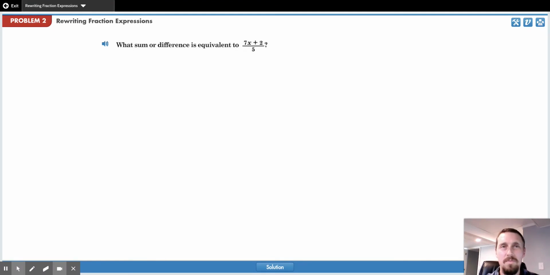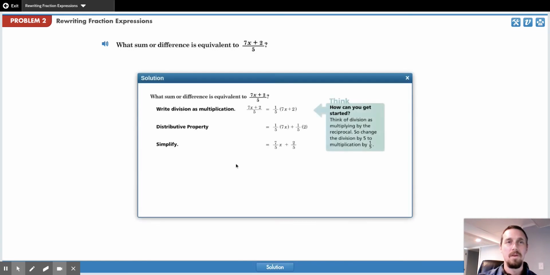So what we're going to do is really a great thing, because division can be tricky. And very fortunately, we can always rewrite division as multiplication, which is an awesome trick. Check this out. So the way we're going to do this is we're going to say, hey, quantity 7x plus 2 divided by 5 is equivalent to 1/5 times quantity 7x plus 2.